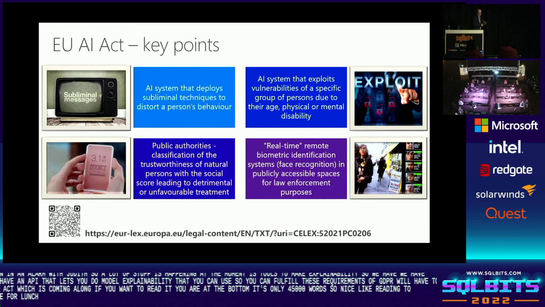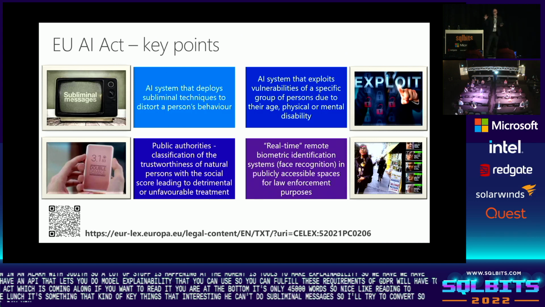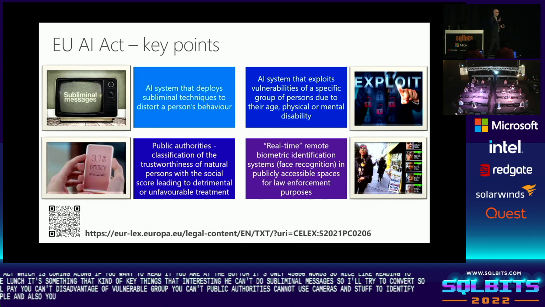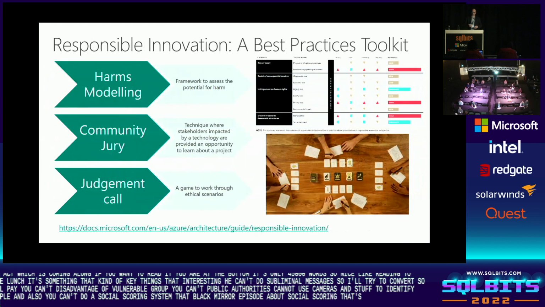Some of the key things that are interesting: you can't do subliminal messages or try to convert someone's behavior. You can't disadvantage a vulnerable group. Public authorities cannot use cameras and similar tools to identify people. And public authorities can't do a social scoring system. If anyone's seen that Black Mirror episode about social scoring, that's exactly what this act is trying to stop happening.